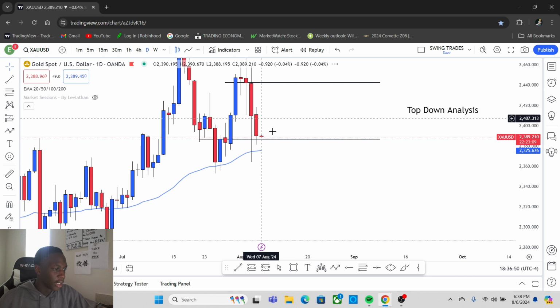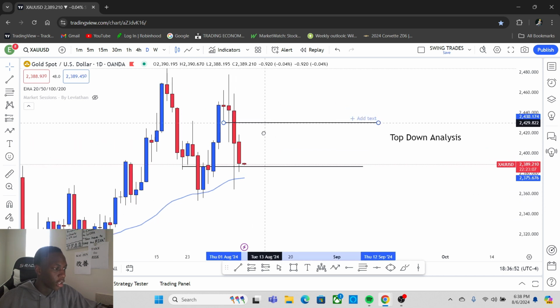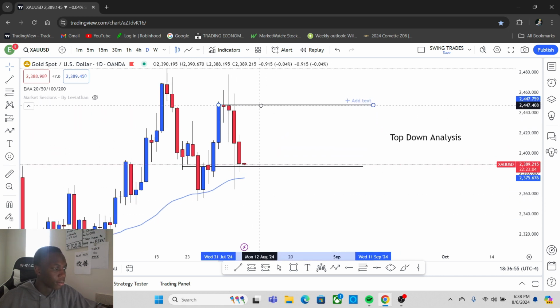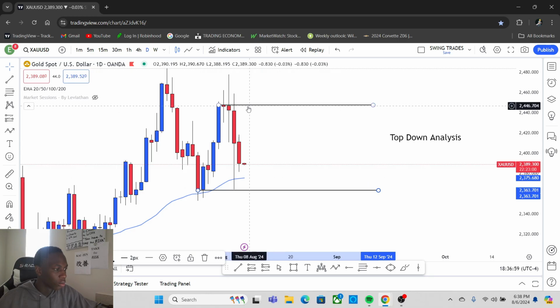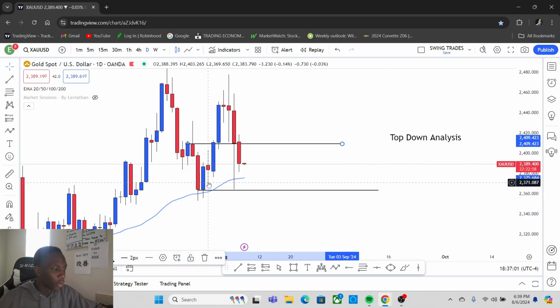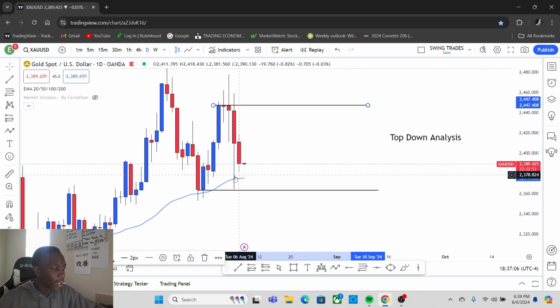Now let's go down to the daily. On the daily, we are currently bullish as well. Why? Because this right here was a lower low, lower high. When we break above it, now we shift bullish. So now this is a higher high. Now this is the higher low. And we are within this area.